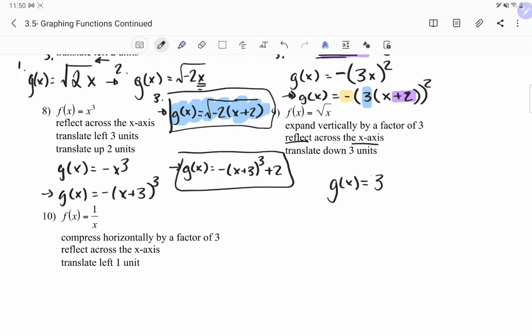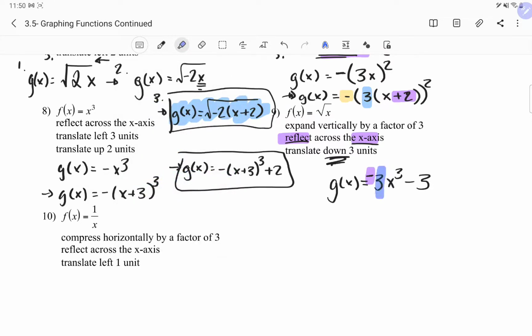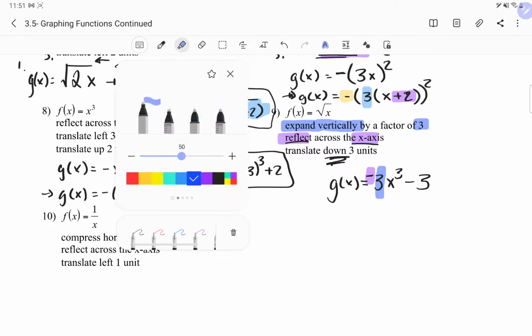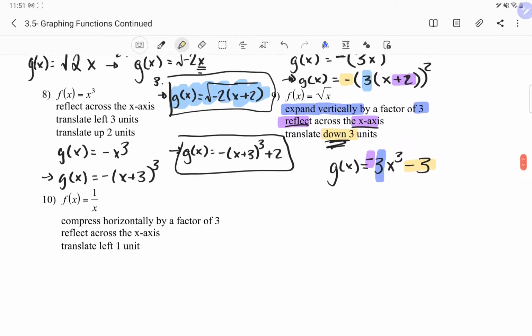Reflect across the x-axis, that's going to change the outside of the function to negative. And then translate down 3 units. So up and down, remember, also affect the outside of the function. So it's going to be negative 3x cubed. And then down would be minus 3. And there's our function. So again, negative, reflect across the x-axis, 3, expand vertically by a factor of 3, and then the minus 3 is going to be down 3.